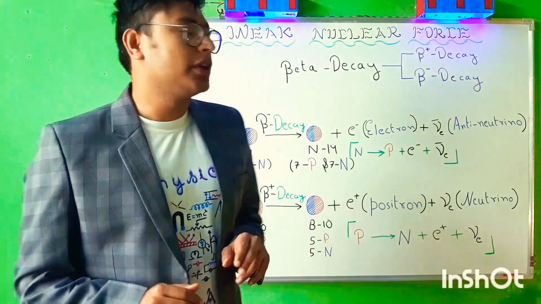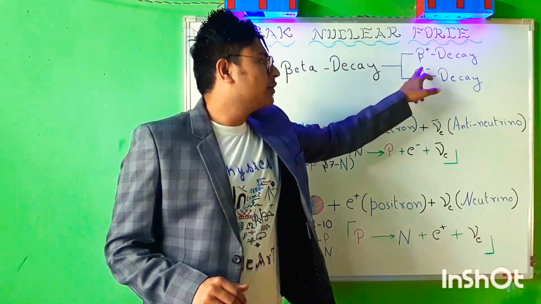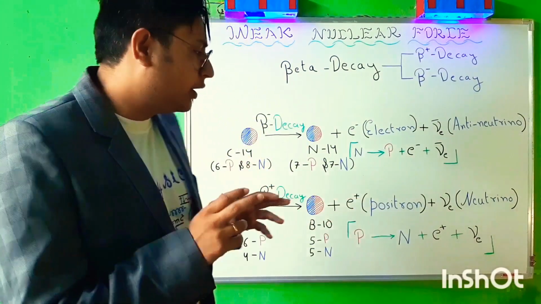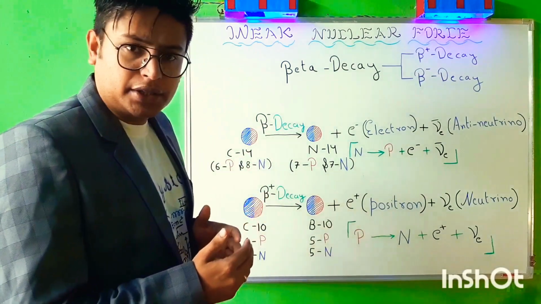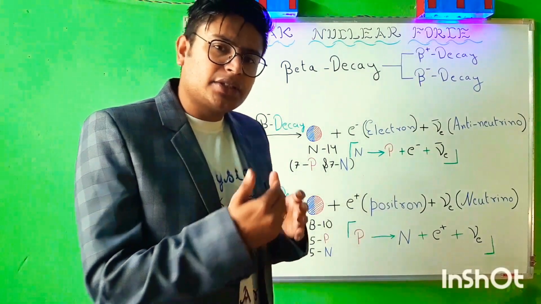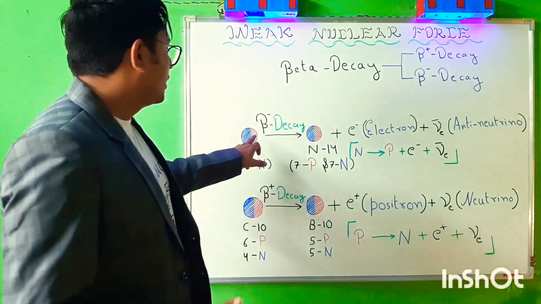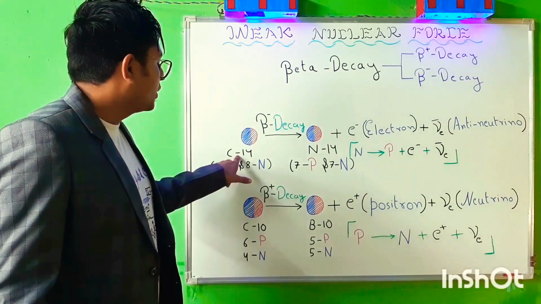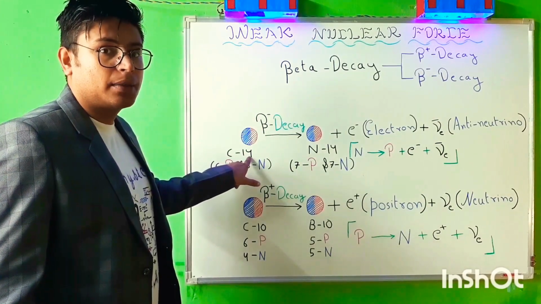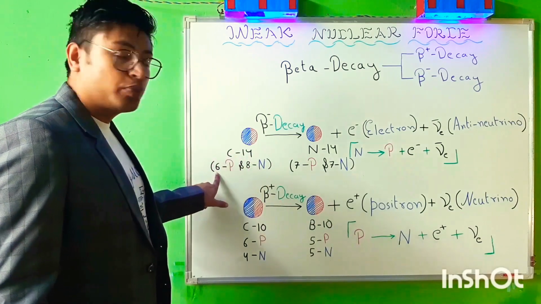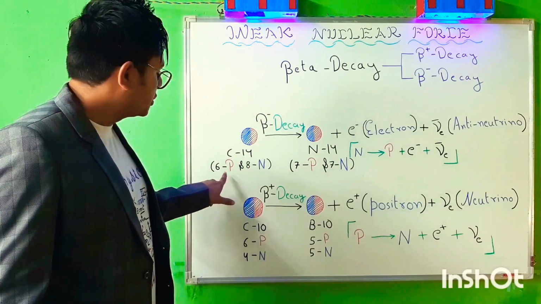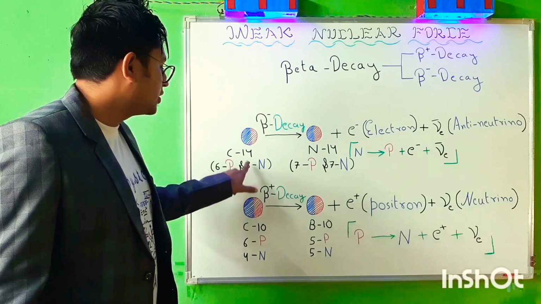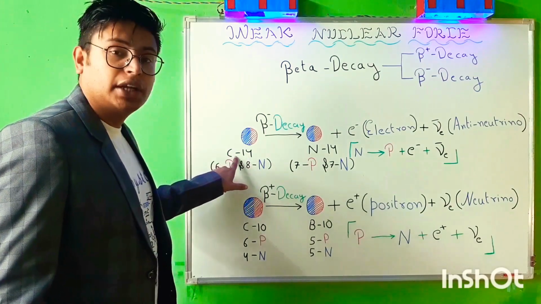There are two types of beta decay. One, beta plus decay, and another one is the beta minus decay. In these two processes of beta decay, there is emission of particles, plus there is conversion of a particle. In this particular reaction I am taking carbon 14. Carbon 14 is an isotope of carbon that has 6 protons, the atomic number of carbon, and 8 neutrons. 6 plus 8 is 14.